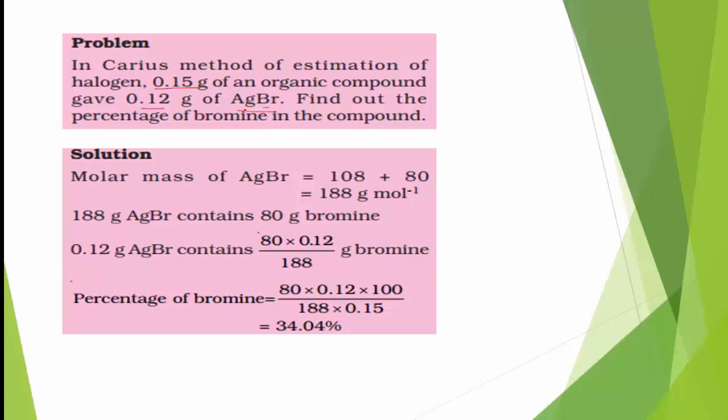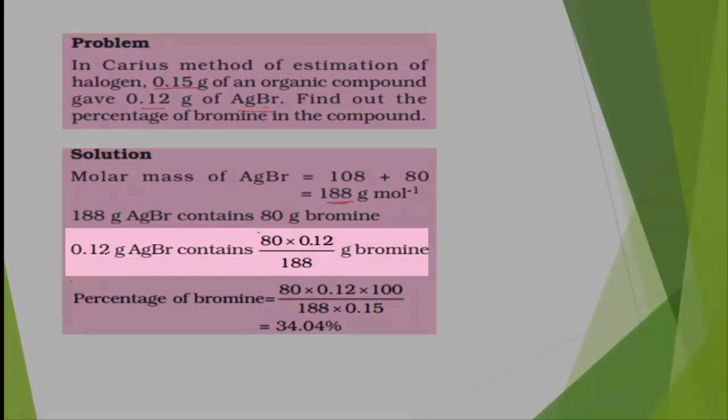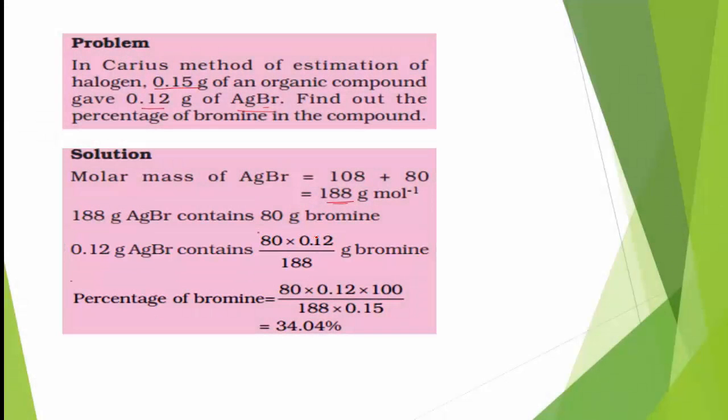First, what is the molecular mass of AgBr? Silver is 108, bromine is 80, so it will be 188 gram. In 188 gram there will be 80 gram of bromine. So in 1 gram it will be 80 divided by 188, and in 0.12 gram it will be 80 divided by 188 into 0.12 gram. This much is the amount of bromine in the sample.